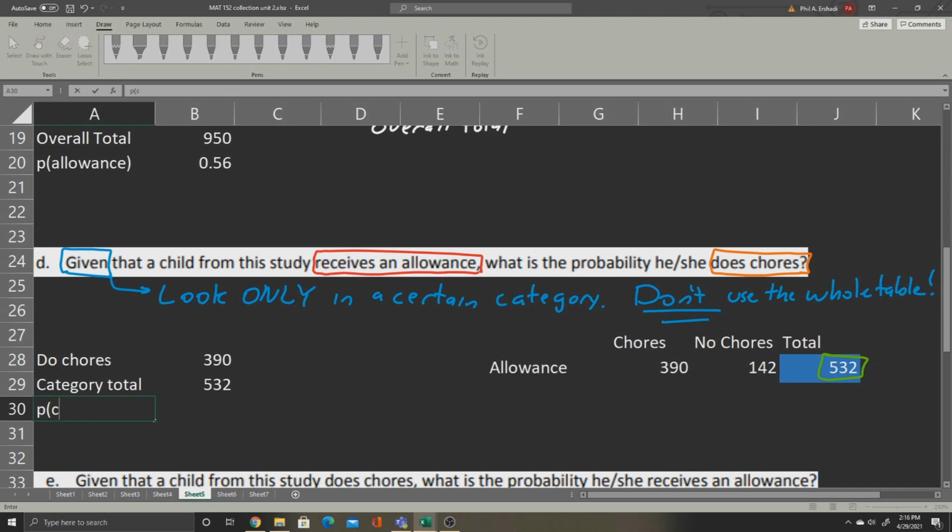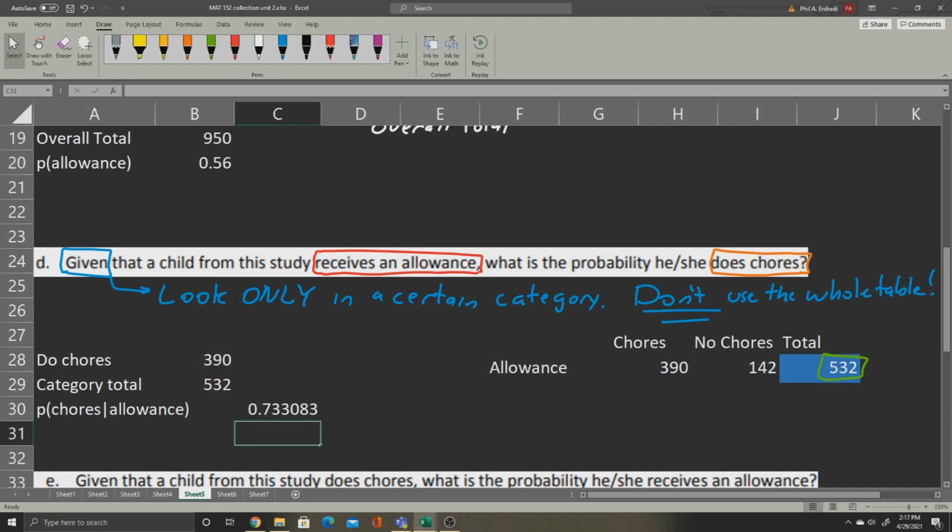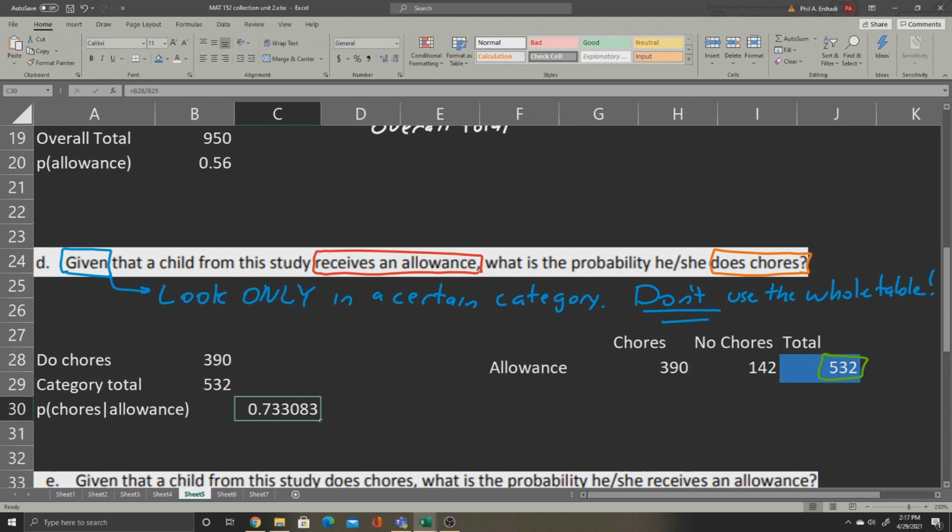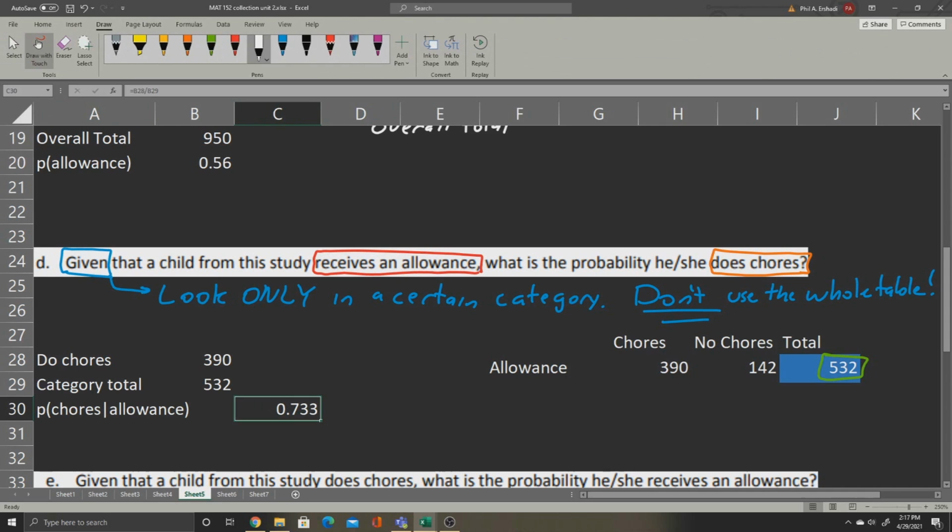Now we'll find the probability of doing chores within this category. That is, the category is receiving an allowance. So we'll take the number who do chores, divide by the category total, giving us 0.733083. Once again, we can go to home and reduce the number of decimal places. So the way this is oftentimes said is the probability of doing chores given that they receive allowance.